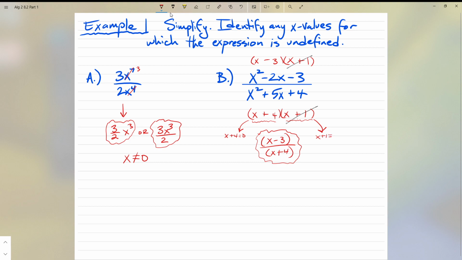And then this gives me the x values that I wouldn't be allowed to use because it would give me a divided by 0. So when I solve both of those, I get two different x values. And so then that tells me x cannot be -4 and -1. Those are the undefined values.